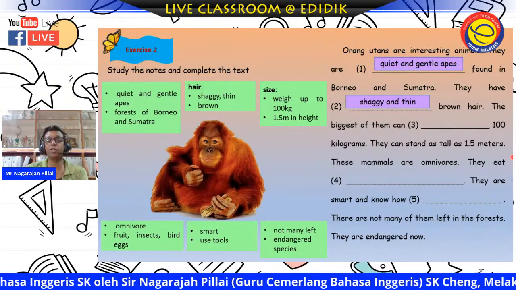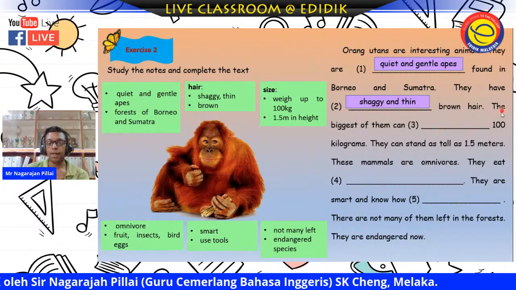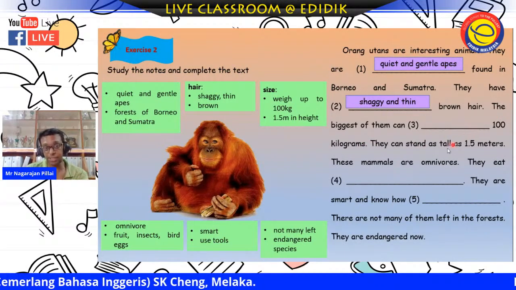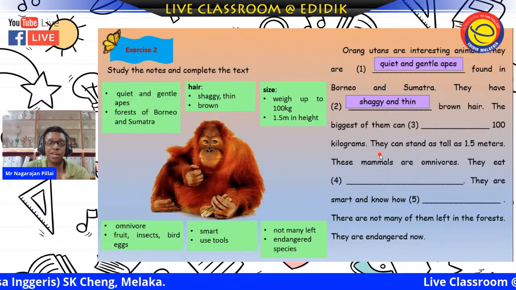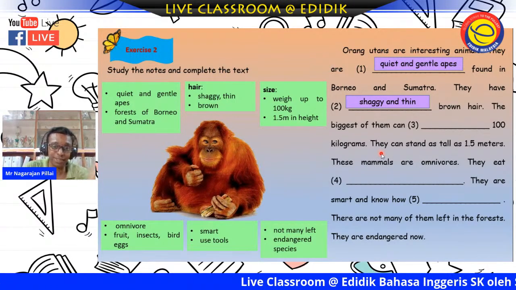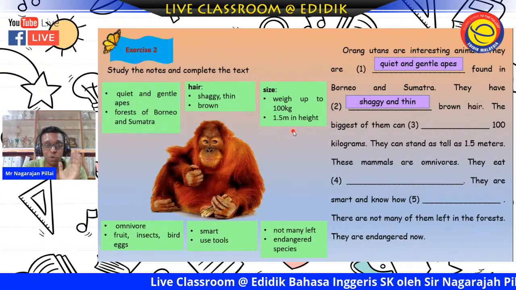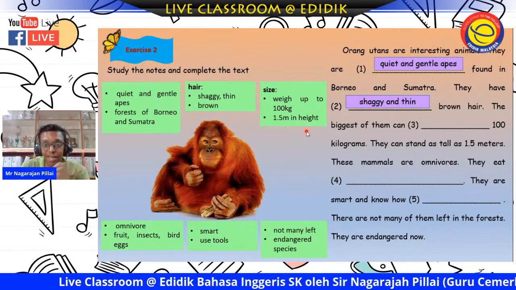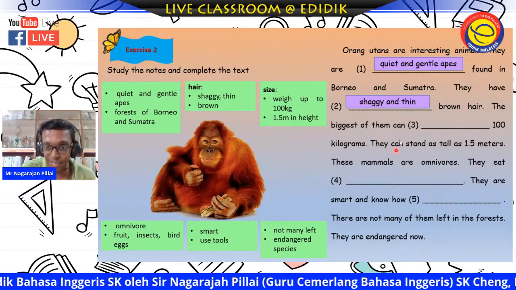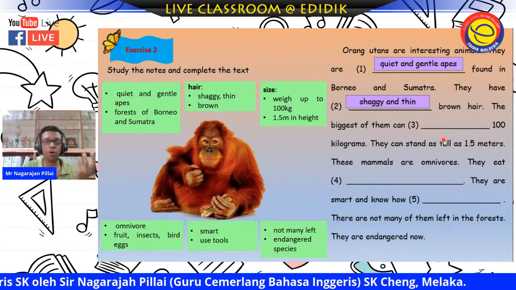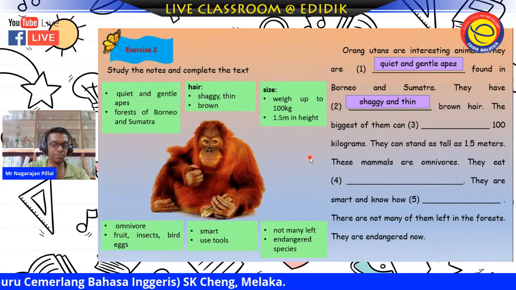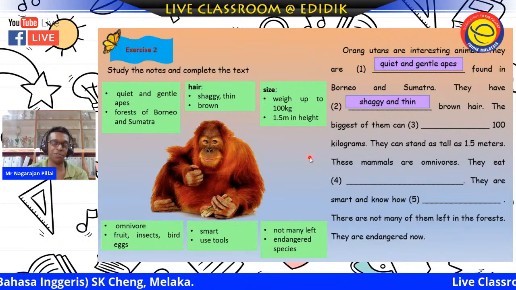Now, let's continue with question number 3. The biggest of them can blank 100 kilograms. The clue is there, 100 kilograms. So don't bother thinking about other things. You straight away go to box number 3. We are talking about the size. And if you see the next sentence, they can stand as tall as 1.5 meters. So 1.5 meters in height has been used. So you don't worry about that.